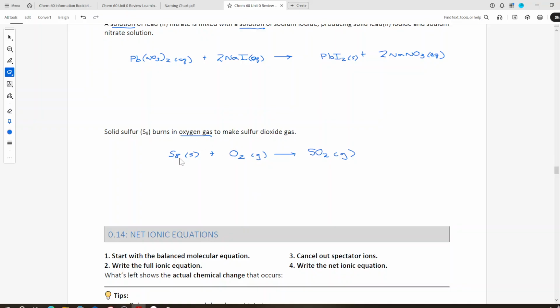And then we just want to balance it. So looking at the sulfurs, I have 8 over here. I'm going to put an 8 over here to balance it. That gave me 16 oxygens. So then I have to put an 8 with the oxygen as well. Awesome.